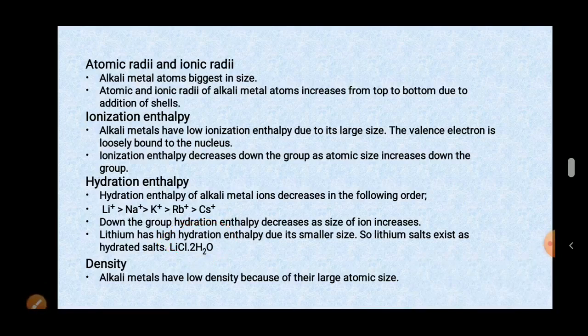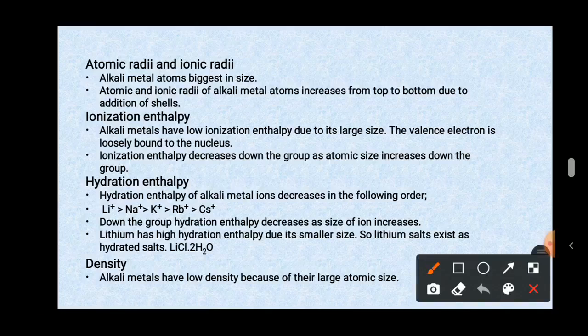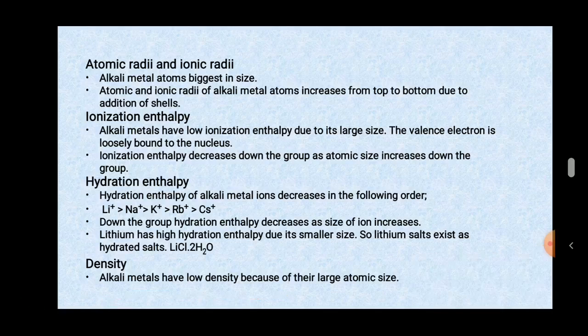And then what is the next property? That is density. This is also a very important concept. Alkali metals have low density. What is the reason? Because of their large atomic size. As atomic size increases, density decreases, because volume increases. You should keep this point in your mind.